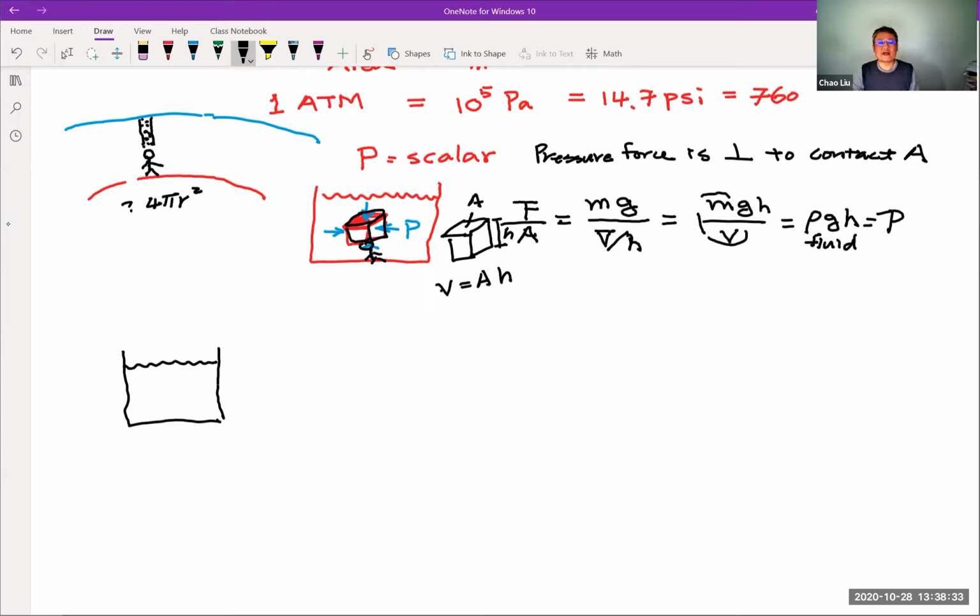Let's say I have a tank of water. Okay, the tank of water. Now this one is water. And outside of this tank, there's an air pressure, right? Air pressure is always there, okay? How much is the air pressure? This one here, 1 atmosphere, 10 to the 5th Pascal, 14.7 psi. So that's the air pressure. Let me denote P0 to be the air pressure.